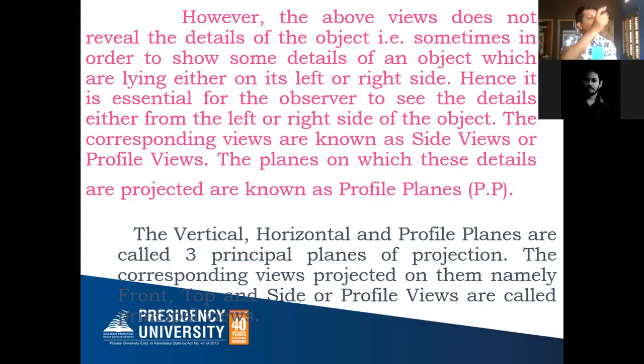Always the side view, you will get it on the profile plane only, whether it is a right profile plane or left profile plane. Got it? If you see the object from the right side, you are going to get the right view. If you see the object from the left side, you are going to get the left view. That means left view and right view, you always get on the profile planes, either the left profile plane or the right profile plane. And one more hint: always the side view you will get on either the left or right side of the front view only. Once again I'll repeat, always the side view you will get either on the left side or right side of your front view.